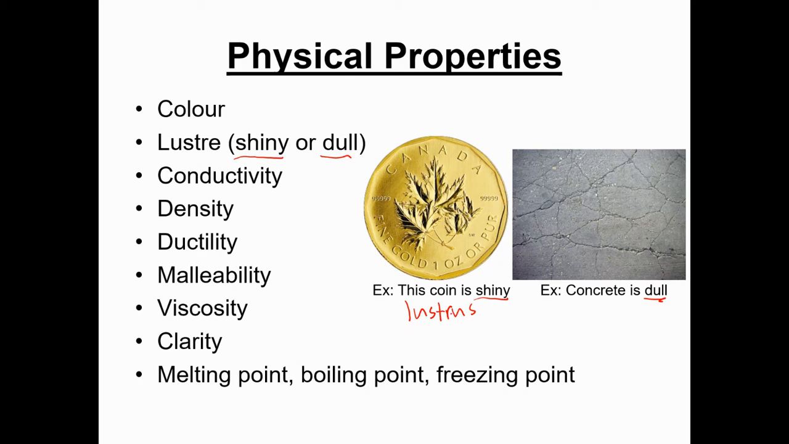And oops, I believe I've spelled lustrous wrong here. Lustrous is O-U-S. So let's just cross that out there. This coin is lustrous. And so in the lab, if you're describing metals, for example, many of them are shiny, so you could say that the metal is lustrous. If you were describing a non-metal, many of them are not shiny, so you could say it's dull.